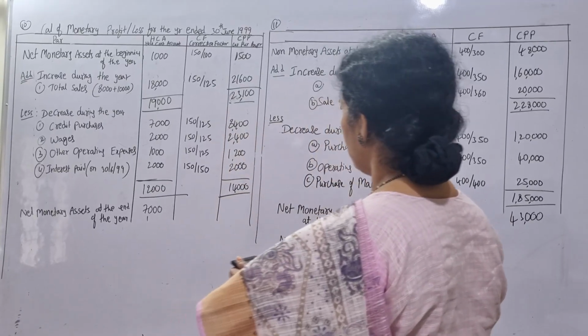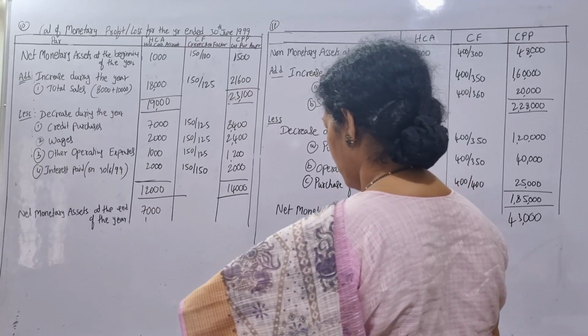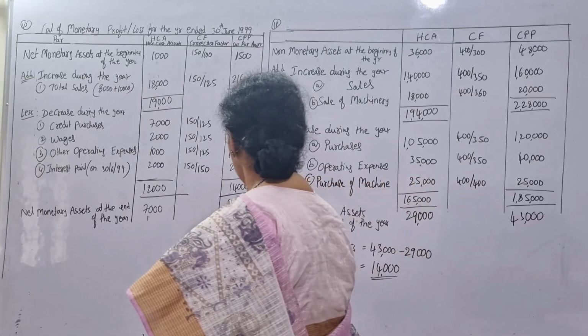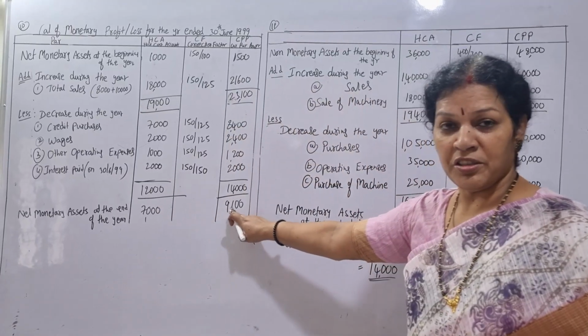14,000 minus 23,100, which comes to 9,100. This is the end of the year, the net monetary assets at the end of the year.